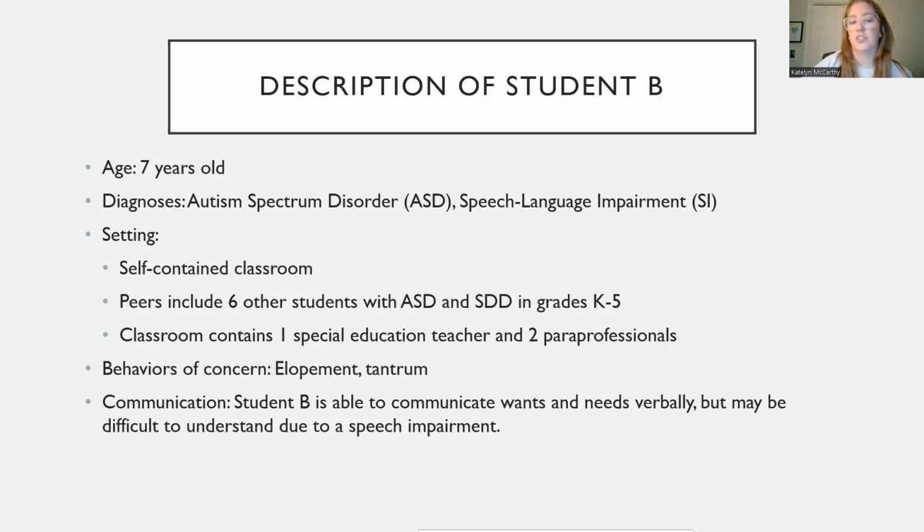His behaviors of concern include elopement and tantrum behavior. Student B is able to communicate wants and needs verbally, but it is sometimes difficult to understand what he's saying due to his speech impairment. He enjoys conversing verbally with teachers specifically, and some peers, but phrases are very short and kind of tricky to understand.